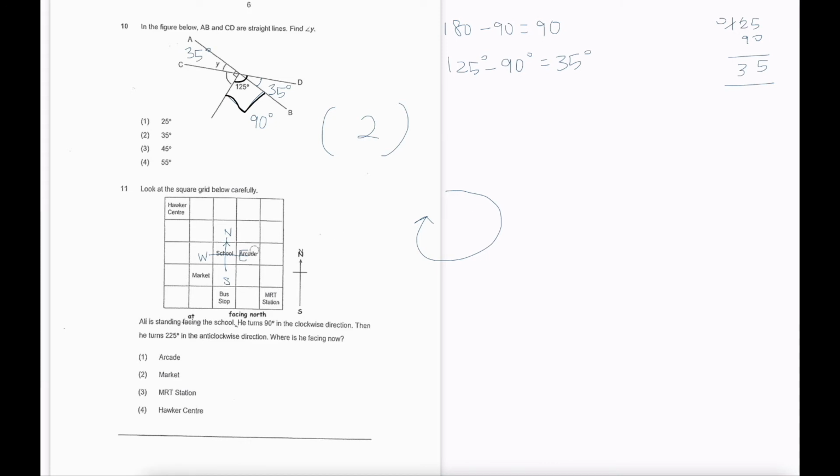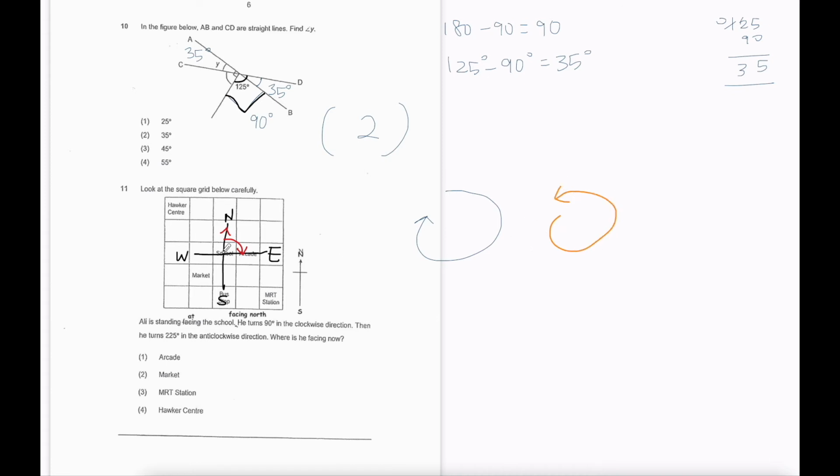I'm going to use a darker color so that you guys can see it carefully. Okay, north, south, west, east. Okay, so he is facing this direction now, north, and then he turns 90 degrees clockwise. So 90 degrees means here. Okay, so he's here now, and then he turns 225 degrees in the anti-clockwise direction. I'm going to use another color. Okay, so he turns 225 in the anti-clockwise. Anti-clockwise means I need to go this way instead.